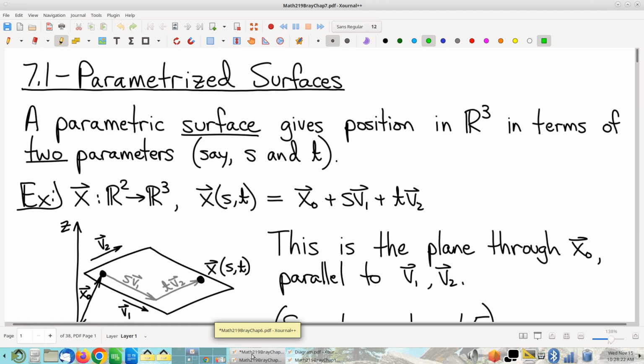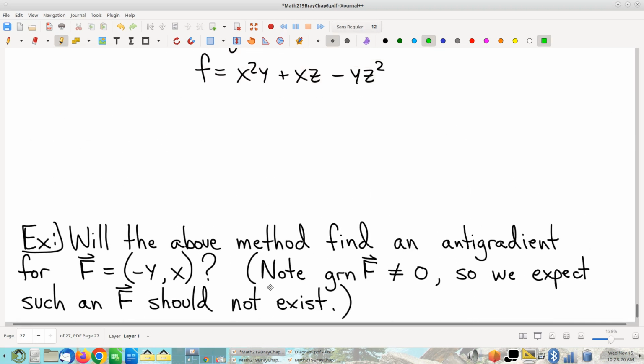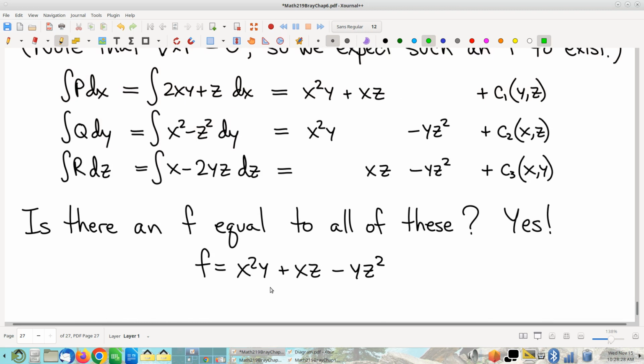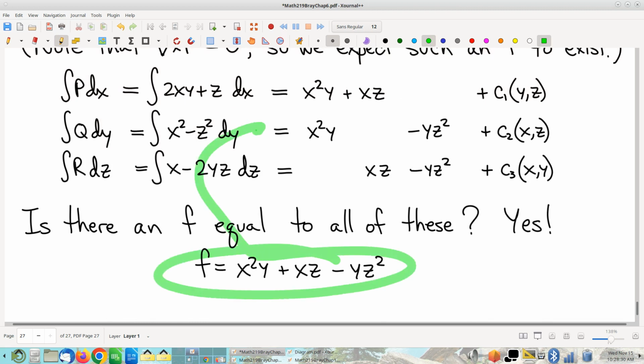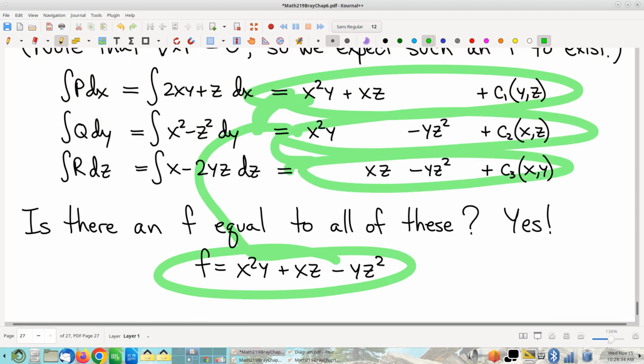Sorry. So does C1, C2, C3 form an antigradient? No, so the antigradient is going to be the thing that all of these are equal to. Oh, okay. So it's just like the full expression. Yeah, that's right. So it's not the sum of these, and it's not any one of these. All three of these things have to be made to be equal, and if they are all equal to each other, then f is what that thing is that they're all equal to. Yeah. All right.